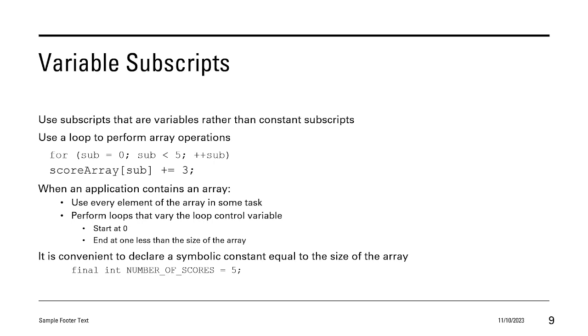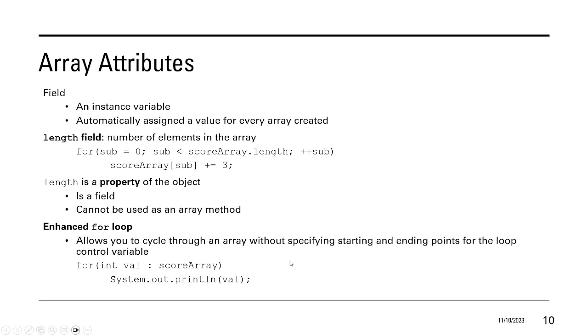In that way, we can iterate through every element of the array using a for loop. If you're going to use a for loop, make sure you use every element of the array in some task, and that you perform loops that vary the loop control variable. Otherwise, you might end up with an infinite loop. It's convenient to declare a symbolic constant equal to the size of the array.